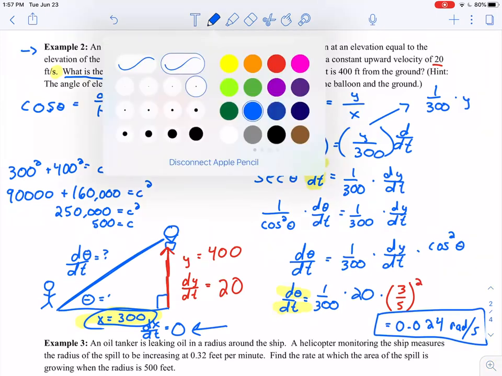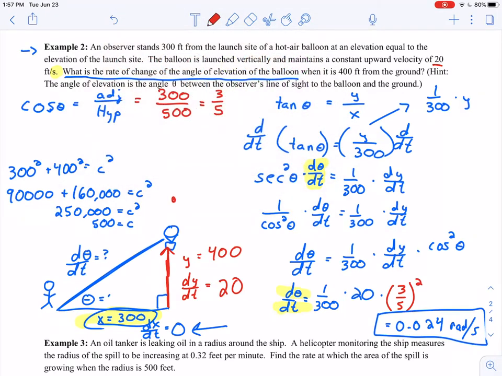If I think about what's happening, later on my hot air balloon is going to be up here. My angle has gotten bigger. Well, that makes sense then that this is a positive 0.024 is our solution. So that seems to make sense. It looks like everything is all good here.